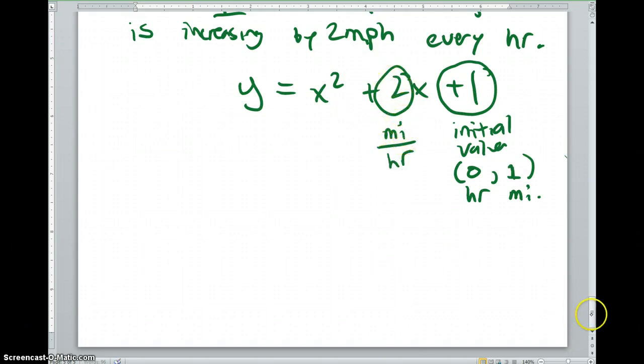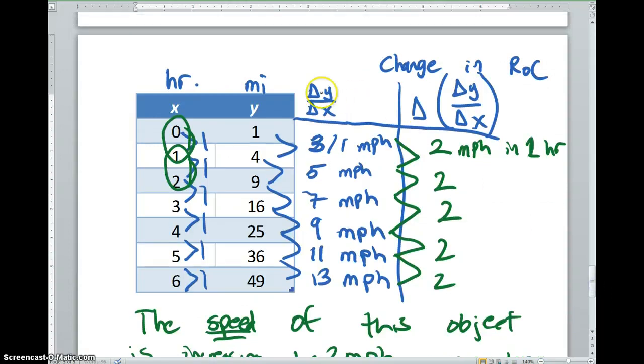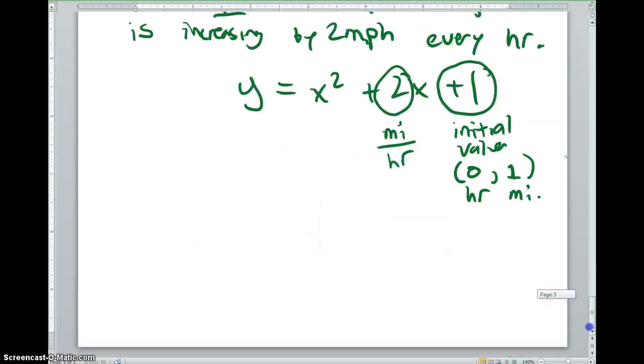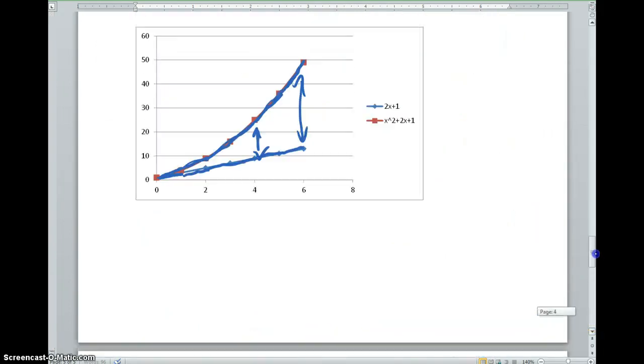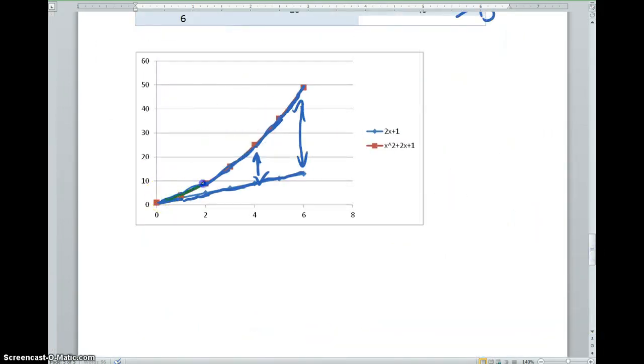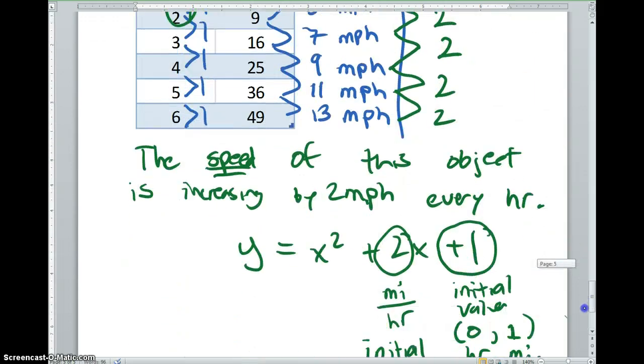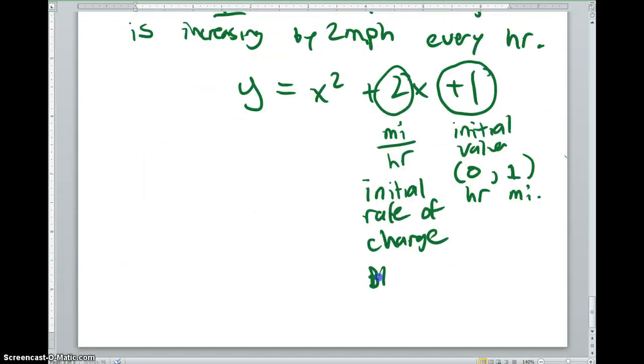But we notice that the slope is constantly changing. In other words, the slope went from 3 to 5 to 7 to 9 to 11 to 13. We can think about this as the initial rate of change. It's no longer a constant rate of change, because according to our graph, the slopes are always changing. We have curvature to it now. So we call this the initial rate of change, or the blast-off speed.